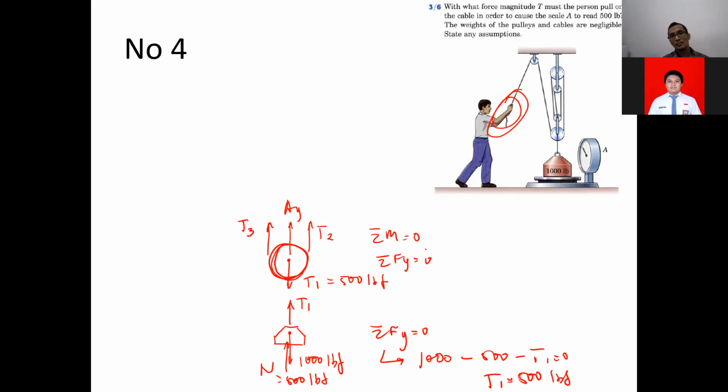Okay, using sigma moment at A equal to 0, what will we get there? Sigma moment here equal to 0. What will we get? 500 minus AY. No, the center is here. Just 0, there is no horizontal force. There is no horizontal force, but I want to use sigma moment at A equal to 0, at that particular point. What will we get there?